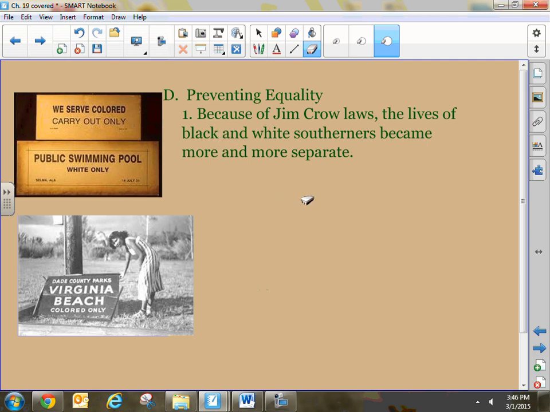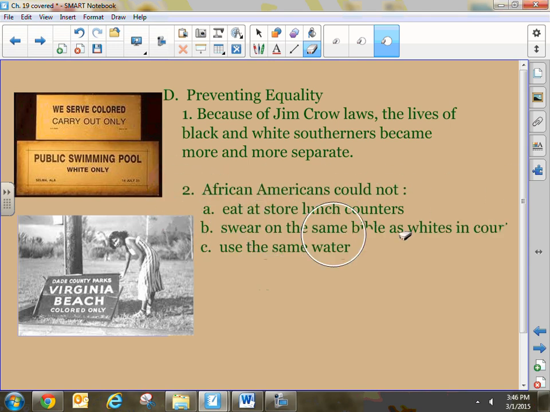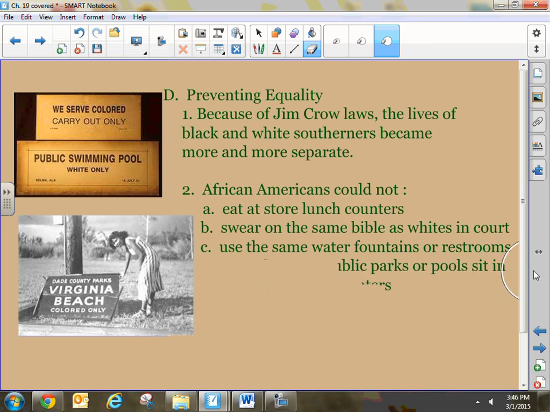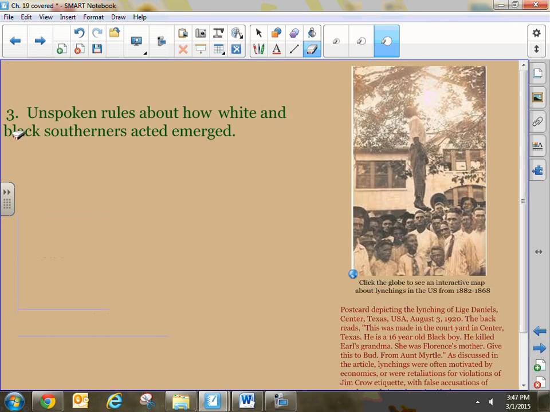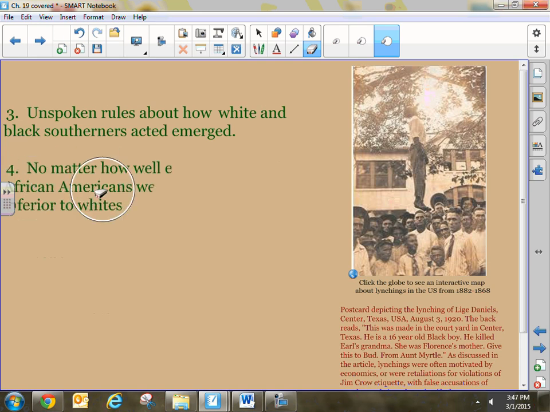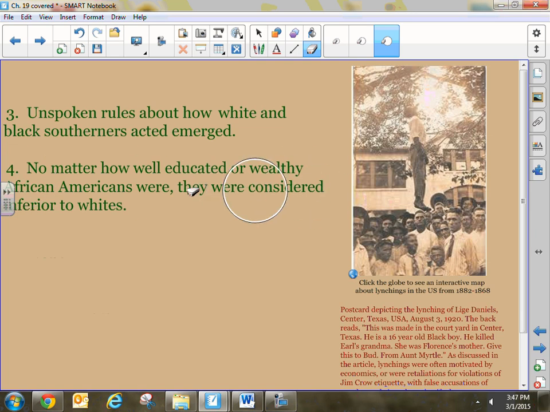Because of the Jim Crow laws, lives of black and white Southerners become more and more separate. Some examples: African Americans could not eat at store lunch counters, swear on the same Bible as whites, use the same water fountains or restrooms, go to the same public parks or pools, or sit in the same sections of theaters. There were also unspoken rules about how white and black Southerners acted. No matter how well educated or wealthy African Americans were, they were considered inferior to whites by most whites.